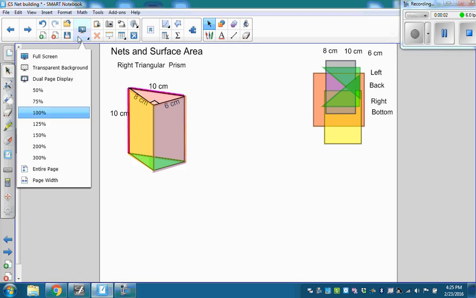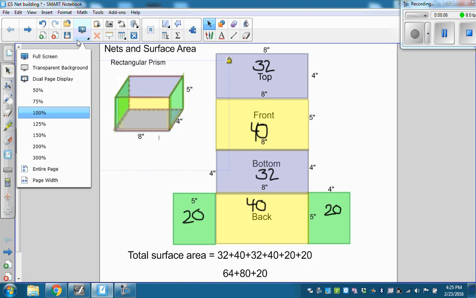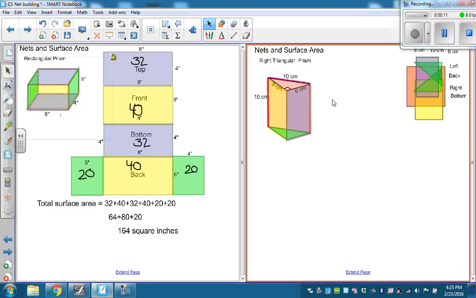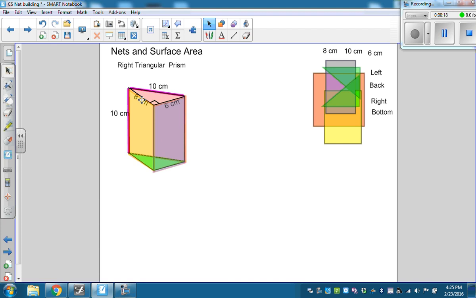On the last video, we did the net and surface area of a rectangular prism. And now we're going to do the net and surface area of a right triangular prism. When you look at this right triangular prism, you see the left side and the right side and the back, and the top and bottom are triangles.